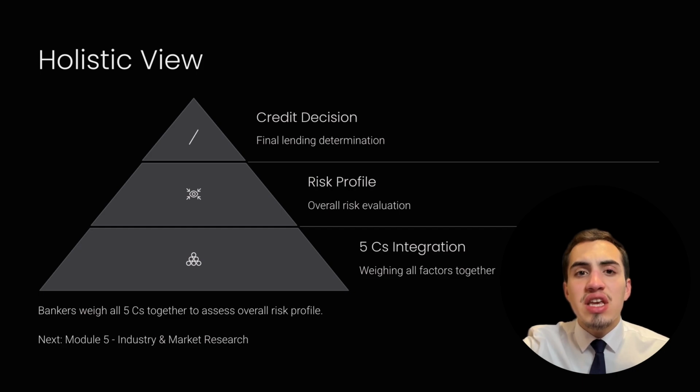Crucially, no single C determines the loan decision by itself. Bankers evaluate all 5 factors, weighing their relative strengths and weaknesses to form a holistic view of the credit risk. Understanding this 5 C's framework provides essential context for our financial analysis and is fundamental to commercial lending. In Module 5, we'll dive deeper into looking at industry and market research.